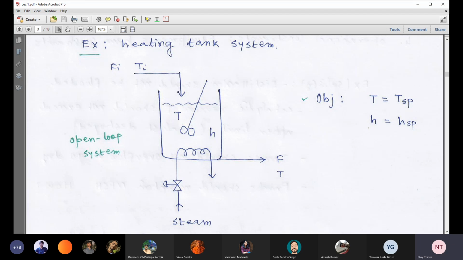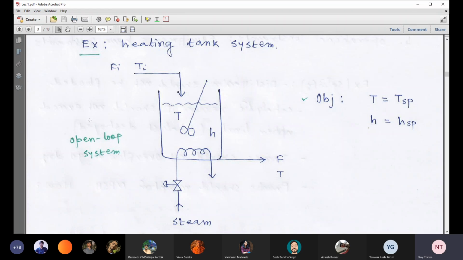Fine. Suppose we want to maintain the temperature of the heating tank system at 100 degrees Celsius. That is my wish. That means our set point temperature is 100. And how much is originally attained here, that is capital T. So if these two are identical, then we can say that our objective is completely met. The second control objective is the liquid height in the tank, H. And that's why it is written that the height H should be equal to its desired height, that is H suffix SE.